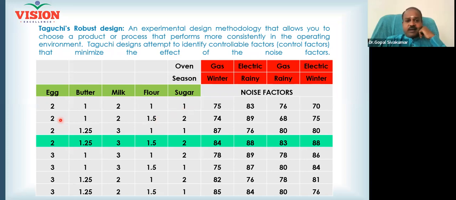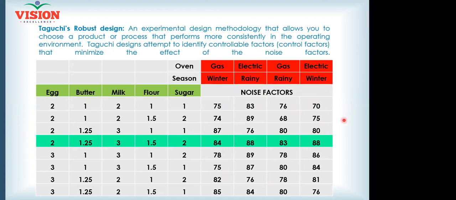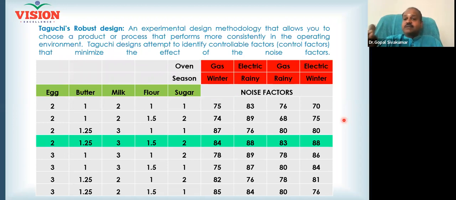Now see here, 5 factors, 2 levels each. Totally how many cakes have I made? 32 cakes. Am I right? Can you see 32 readings? Can all of you confirm? Can you see 32 readings now? Yes. Now the reading represents the taste score of the cake.